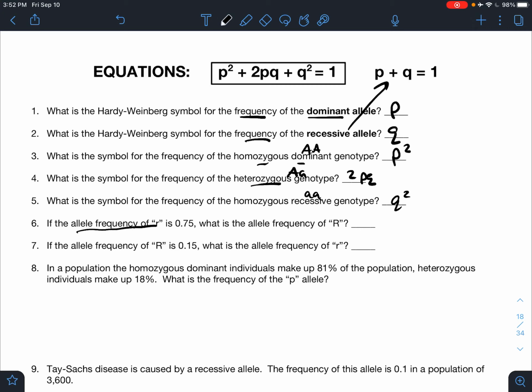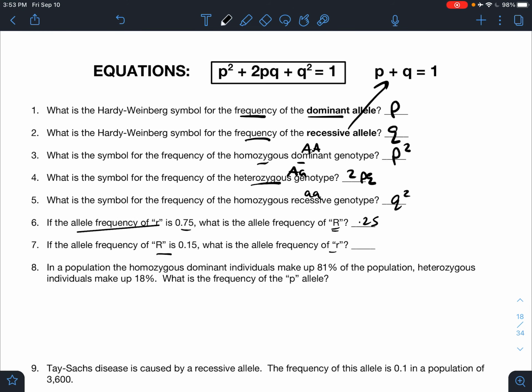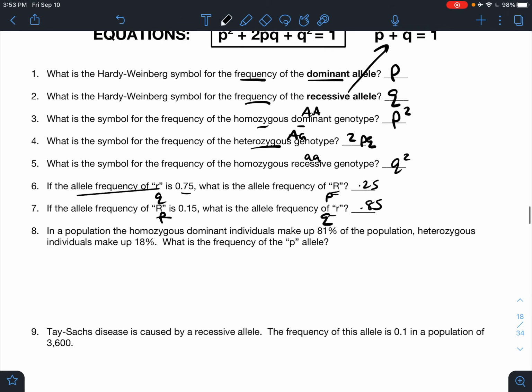If the allele frequency of little r is 0.75, what's the frequency of the capital R? Well, if 75%, there's only 25% left. Big R was the frequency of little r, 0.85. Okay, these have to equal 1. This is basically P, this is Q. In this case, this is Q, that's P. Easy, let's keep going.